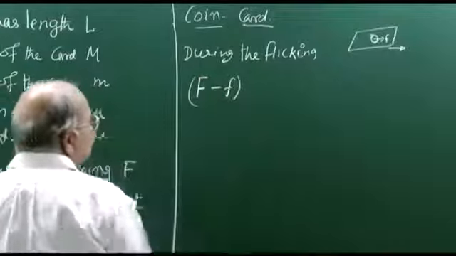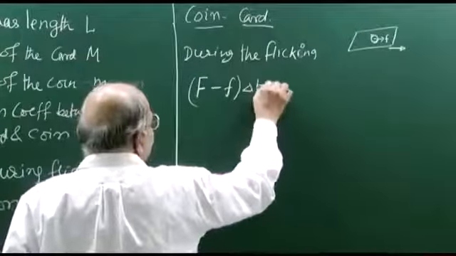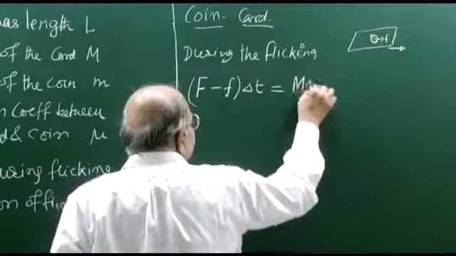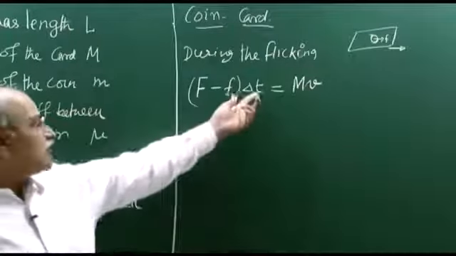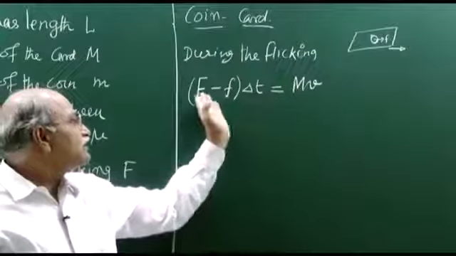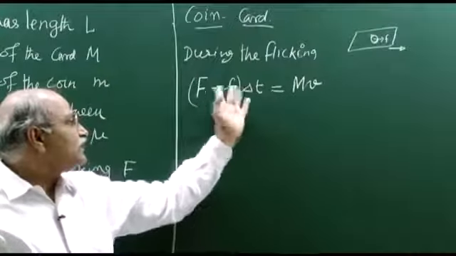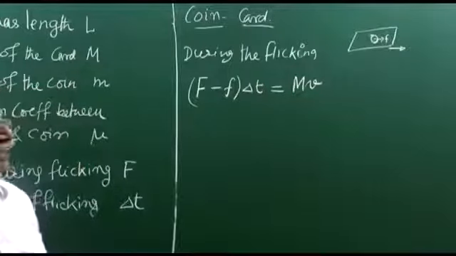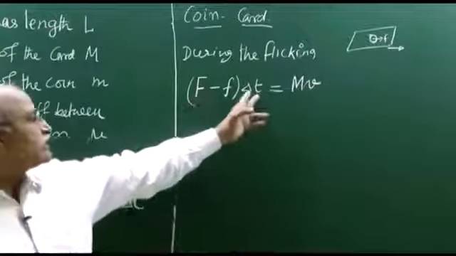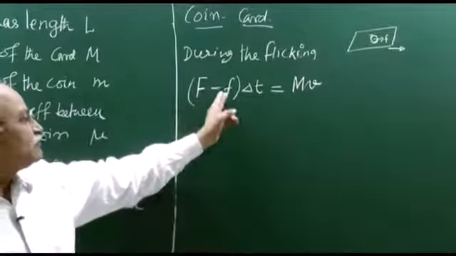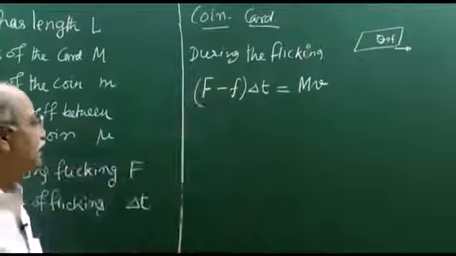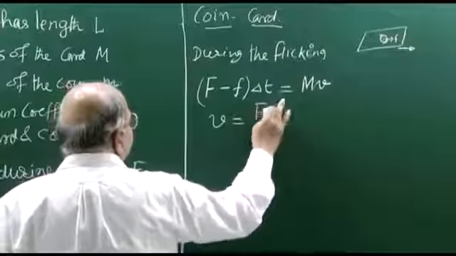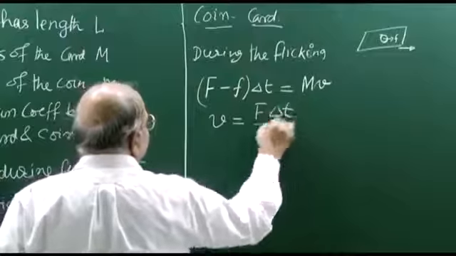And if you multiply this by delta t, this is impulse, this is the change in the momentum. So it will gain a velocity v. Originally it was at rest. In this time delta t, it gains some velocity v, and this force times this time interval should be the change in momentum, which should be M into v. And since this F is supposed to be large, this delta t is small, but this F is large, hence you can neglect this friction f in the presence of this F, and then you have velocity v equal to F delta t divided by M.